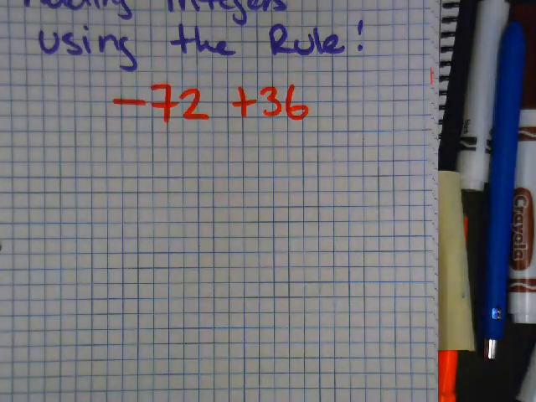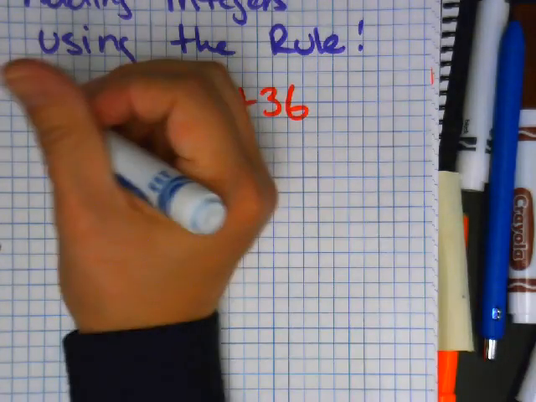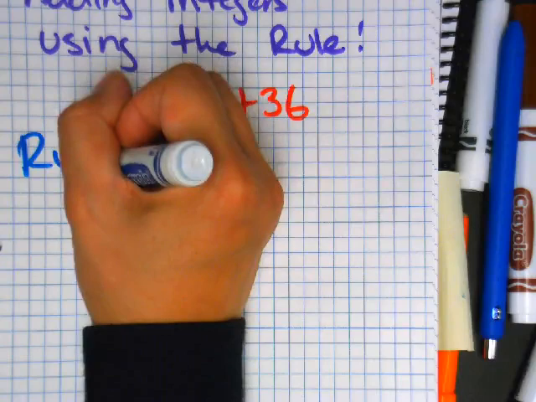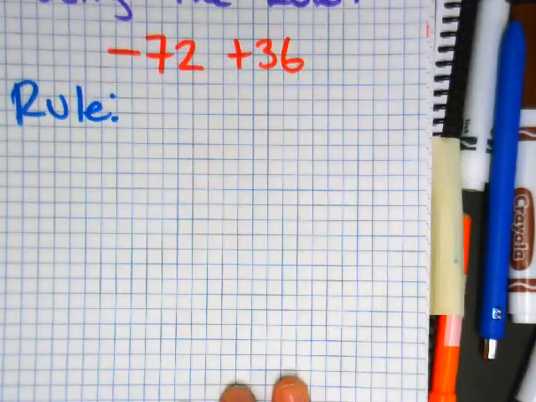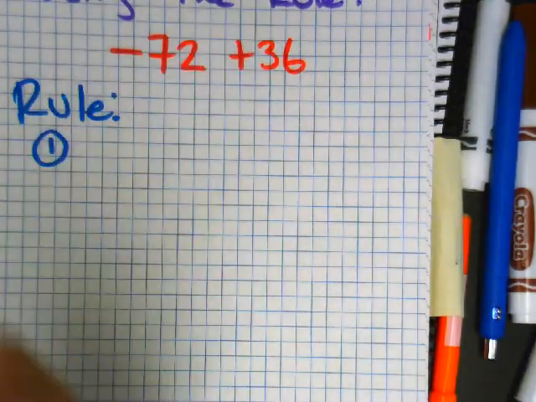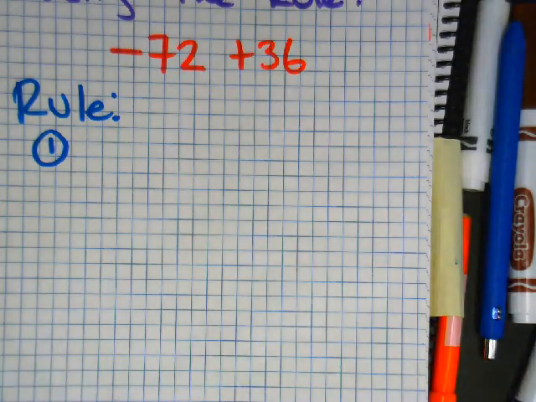All right. So these are the rules you're going to be using for the rest of your life. The rule. Rule number 1. Teacher is always right. No, that's different. Okay.